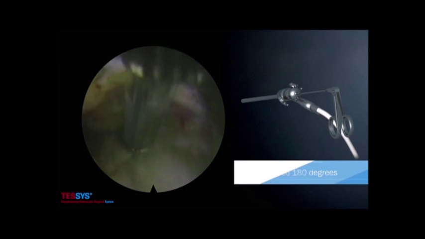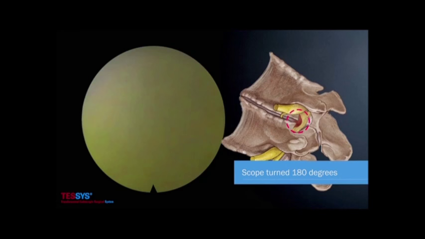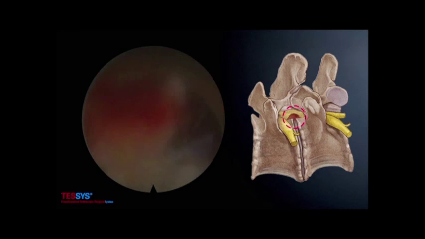The working cannula and the foraminoscope are turned now 180 degrees. The head is now at the left side on the monitor and the legs are on the right side. The superior articular process is at 12 o'clock and at 6 o'clock and more medial is the direction of the protruding disc or disc herniation.